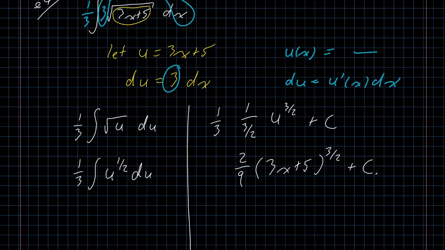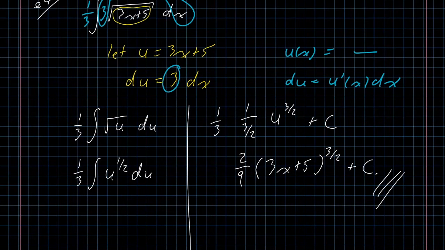And call it 2/9 times the quantity 3x plus 5 to the 3/2 power plus c. All right, and that's how we can use substitution in order to take an integral that is more complicated and rewrite it as something that's a little bit more straightforward.